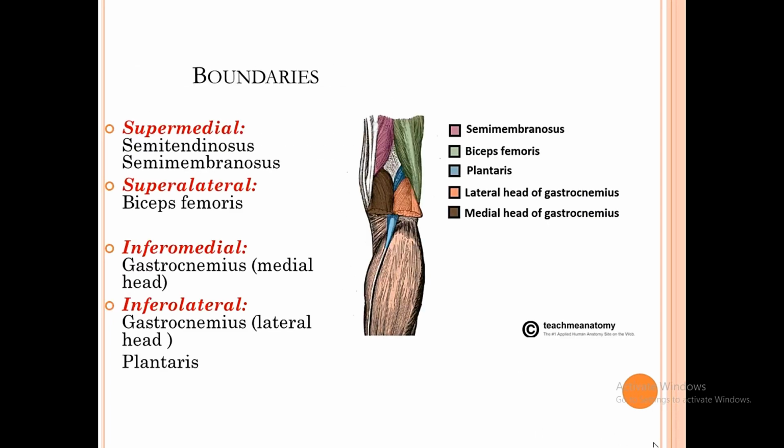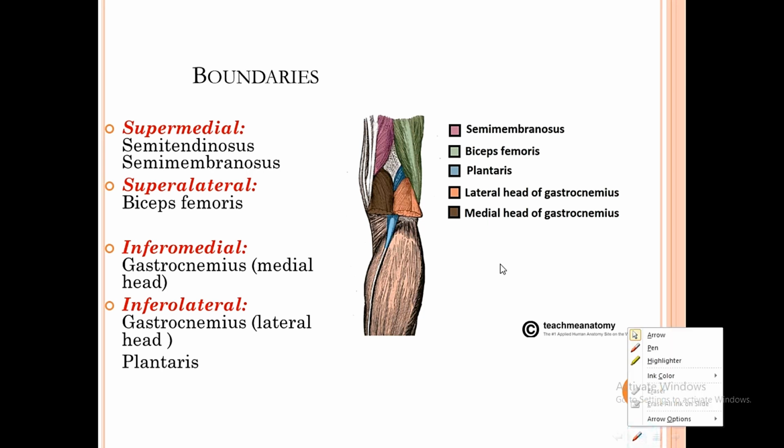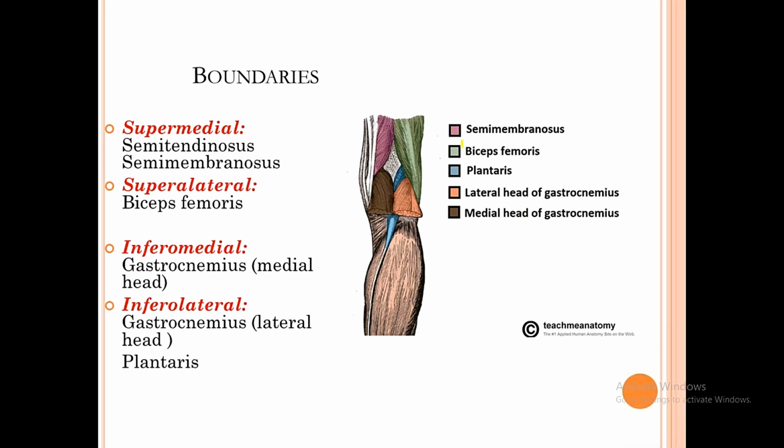So if we look here in the picture, you can see that on the lateral side, on the superior side, it has one muscle, that is biceps femoris, and on the medial side, that is superomedially, it has two muscles. One is semimembranosus, as shown here in the purple color, and if we remove semimembranosus, we find a small muscle known as semitendinosus located just below the semimembranosus. And this is biceps femoris on the superolateral side.